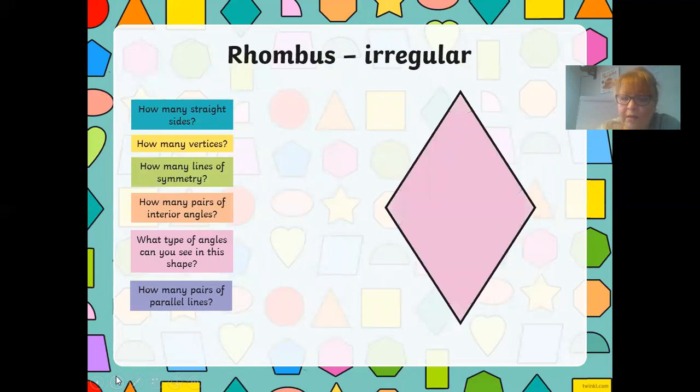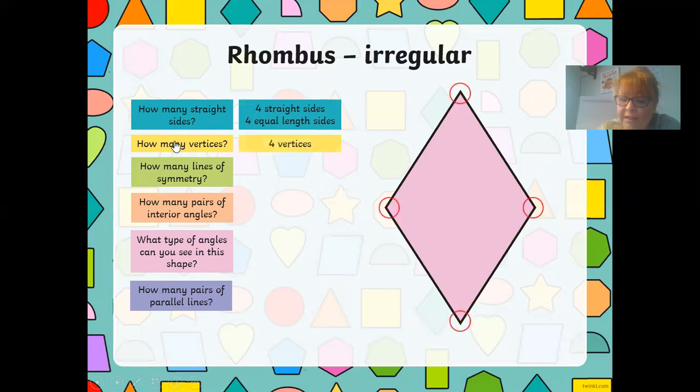So a rhombus, irregular shape. It is also a quadrilateral with 4 sides and they are equal in length. It has got 4 vertices, or you might call them corners. It has 2 lines of symmetry.